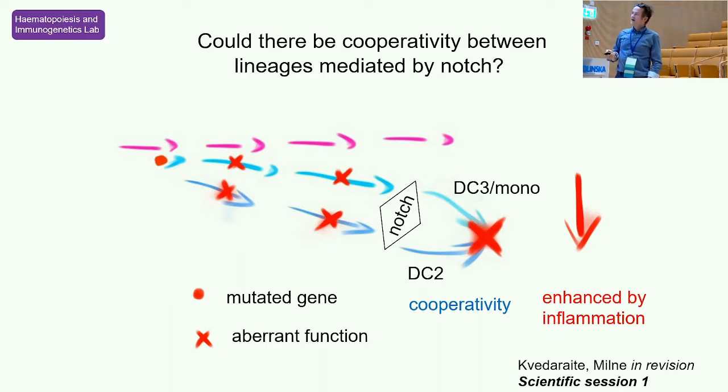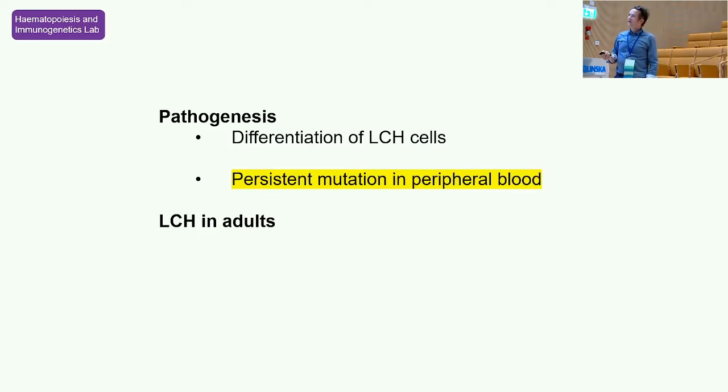So another twist to the tale, that there are multiple lineages, maybe potentially not one cell of origin, but several routes to making an LCH cell. And as Caroline showed several years ago, the role of Notch in driving this is probably quite important. So I'm going to finish with that little section, and then I'd just like to present a few newish bits of data on this question of why the mutation persists in the peripheral blood of patients.